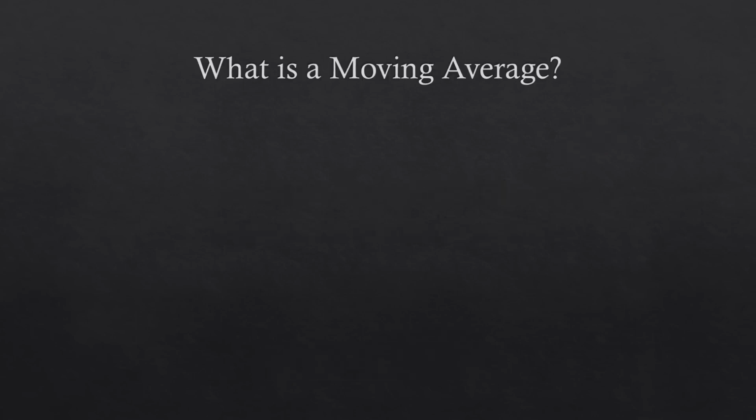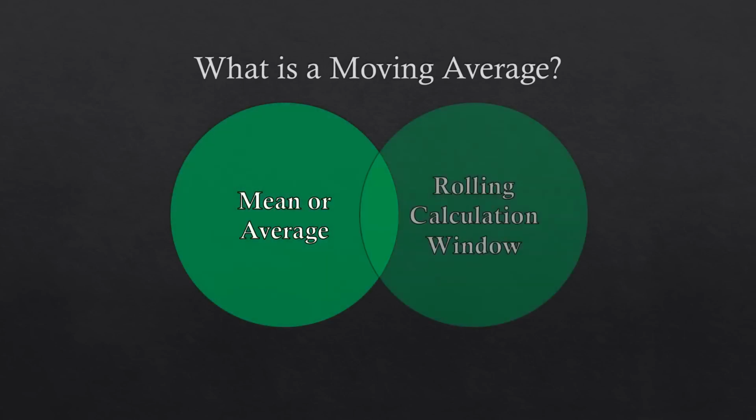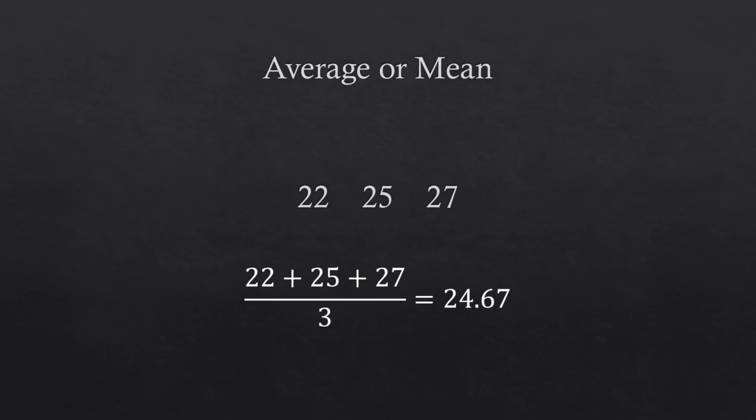To understand what a moving average really is, we need two ideas: the idea of mean or average and the idea of rolling calculation window. The concept of average is known by most people, but let's quickly review it. Let's take a simple example. If we have three hypothetical closing prices, and we want to calculate the average, we sum all closing prices and divide the result by the total number of closing prices, which is 3 in this case.